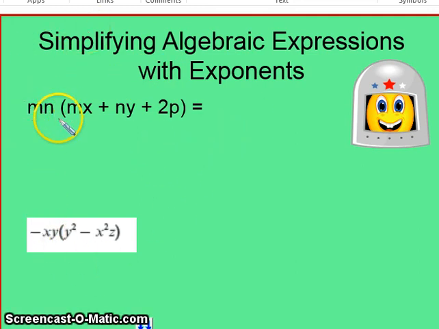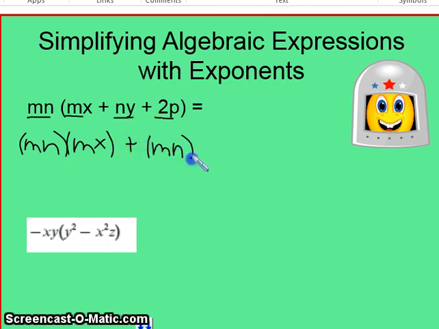Here we have mn times the quantity mx plus ny plus 2p. We can distribute this mn to each term inside the parentheses, so that's what we'll do. We can rewrite it as mn times mx plus, because we keep the same sign, mn times ny plus, again, mn times 2p.